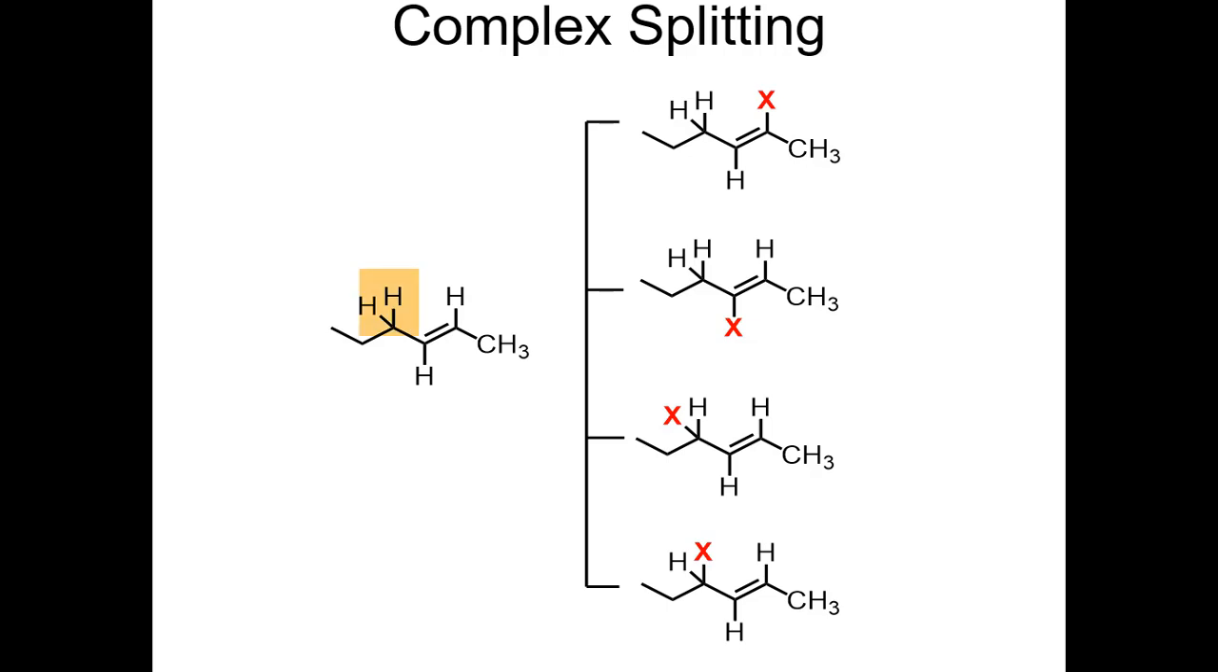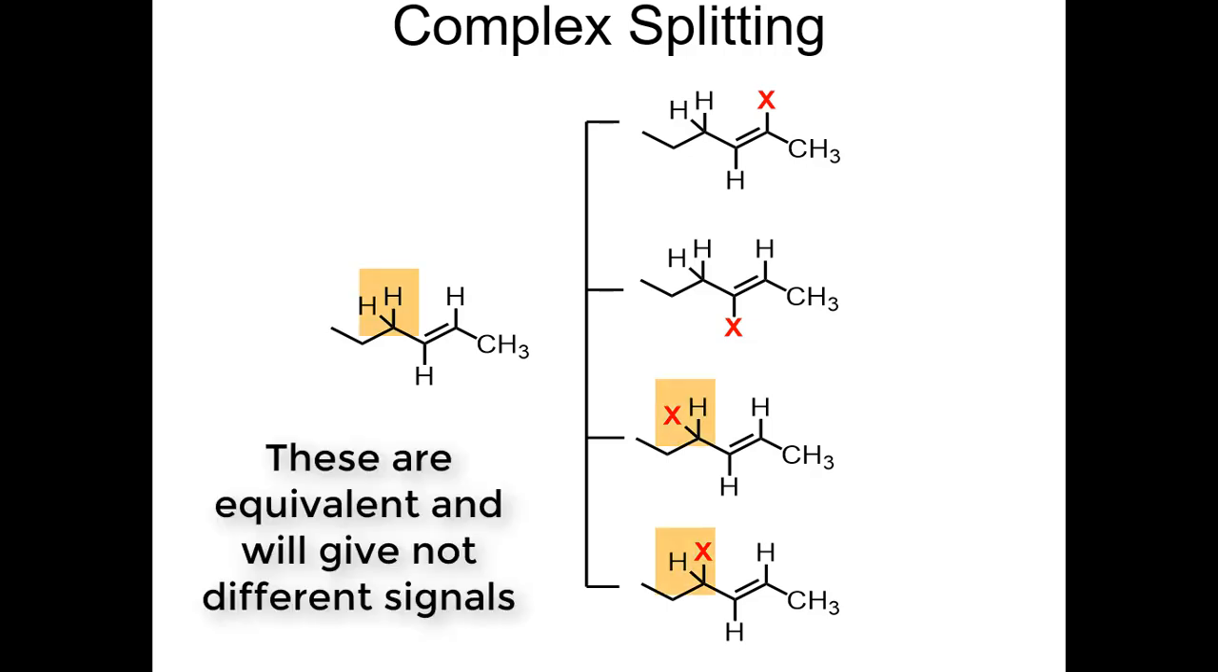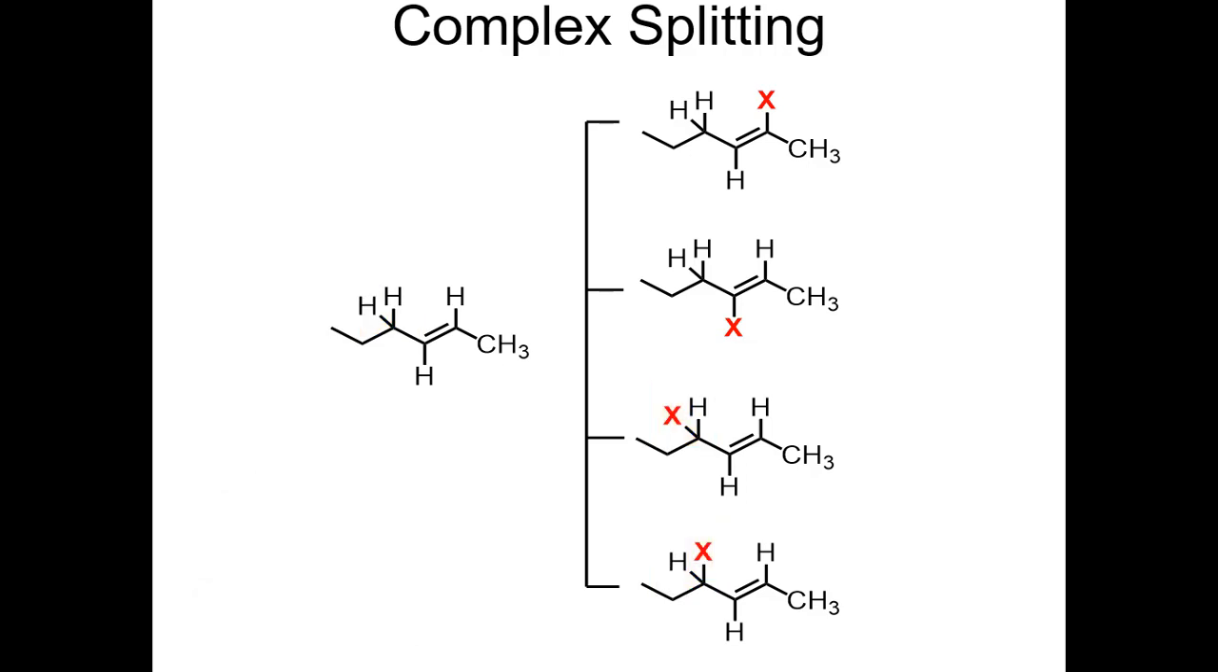If I replace the 2 protons here that are adjacent to the alkene with the X, right? If you look at that, I'm going to get the same compound, right? So those 2 would be equivalent to one another. They're not going to show up as different signals.